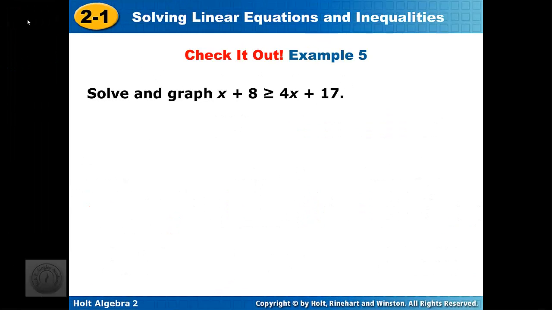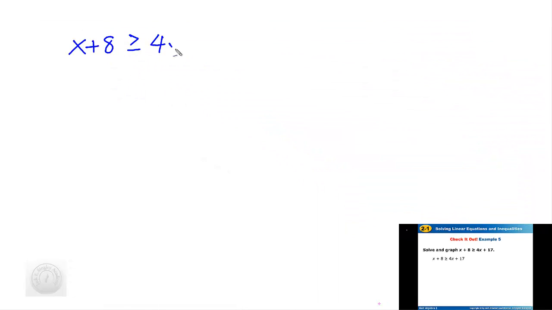Solve the inequality x plus 8 is greater than or equal to 4x plus 17. To solve this inequality, I'm going to isolate the x again. I'm going to move the x to the right side of the equation. So I'm going to cancel out the x on the left. This is a positive x. I'll need to subtract x to cancel it out.